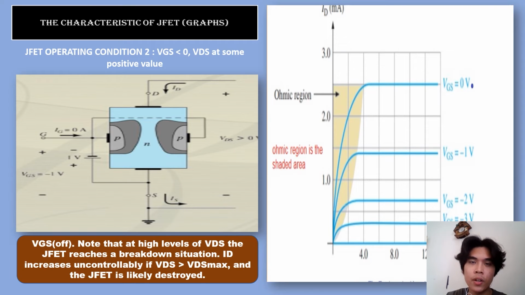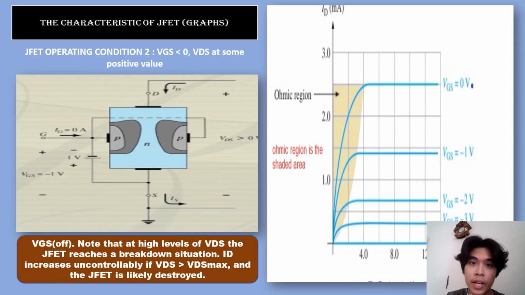The characteristic of JFET graph, second part. Second condition: VGS is lower than 0, VDS at some positive values. As VGS becomes more negative, the JFET experiences pinch-off at a lower voltage. ID increases even when VDS increases. ID eventually drops to 0 ampere. The value of VGS that causes this to occur is designated VGS(off).